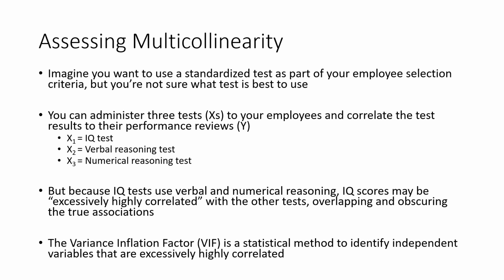So in order to assess multicollinearity in multiple regression analysis, we can use something called the VIF, the variance inflation factor. And this is a statistical method that helps you identify variables that are excessively highly correlated. And when you do identify those variables, you can simply remove one of them to reduce the amount of collinearity.